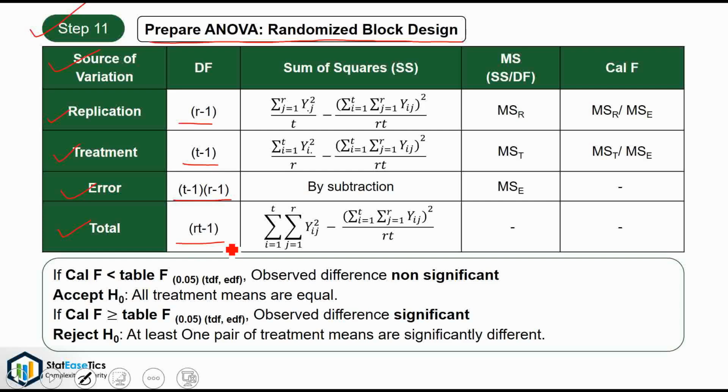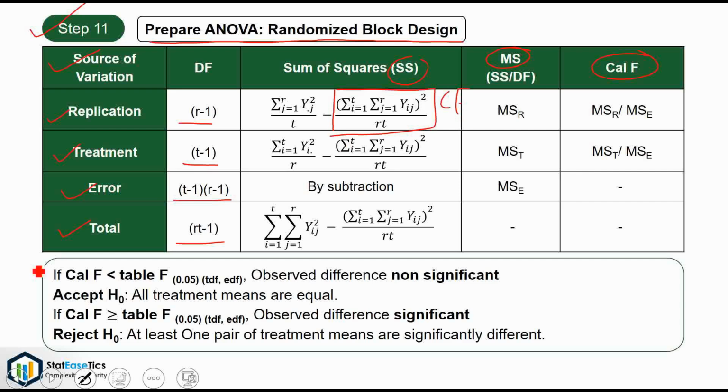Sum of squares SS can be calculated using the formula which we have discussed in the previous steps. Similarly, MS and calculated F can also be computed using the formula we discussed, or the formula which is given in the table. For SS, this term indicates correction factor.